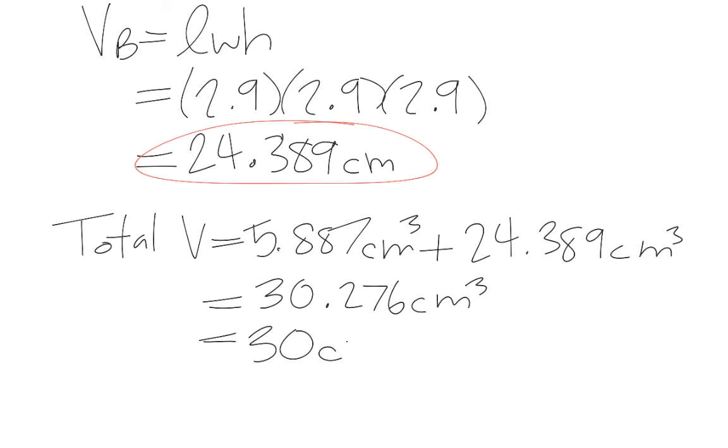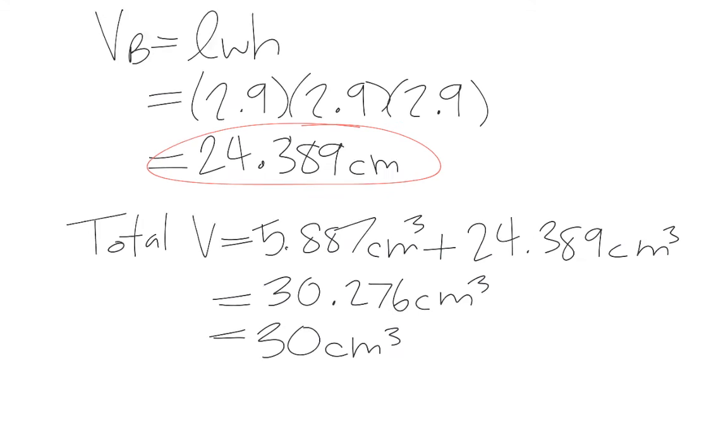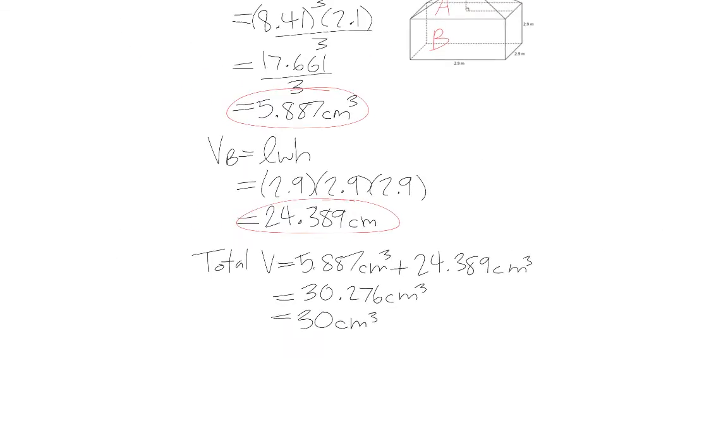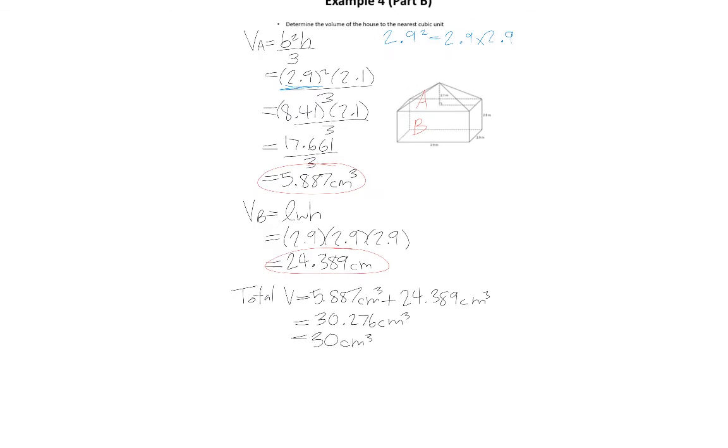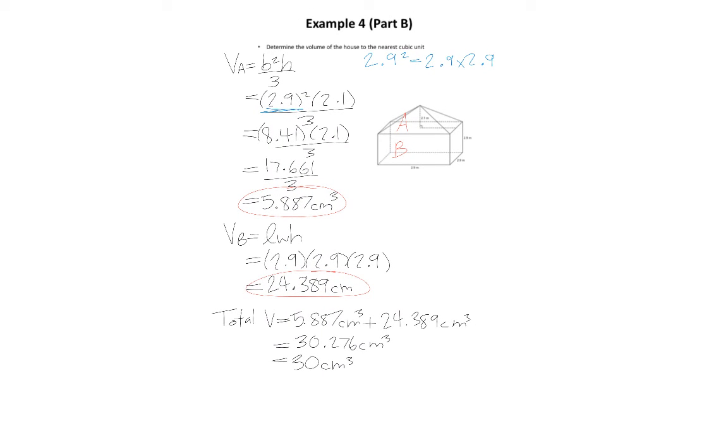However, we want to round our answer to the nearest cubic unit, so that just rounds to 30 centimeters cubed. So there you have it. The total volume of this house is 30 centimeters cubed.